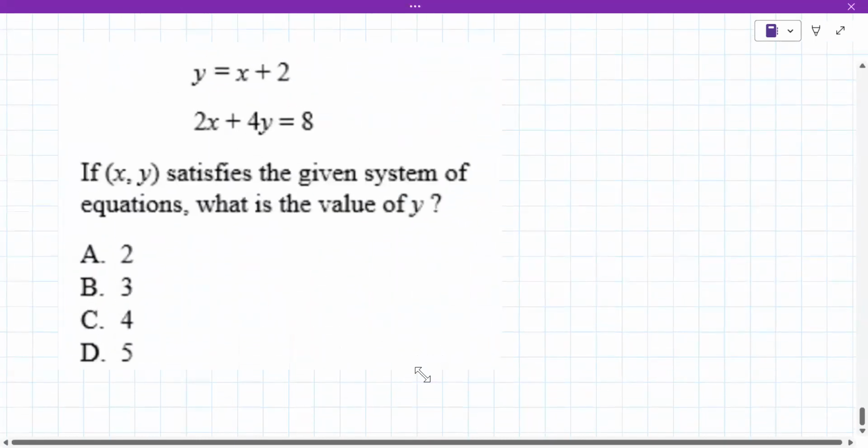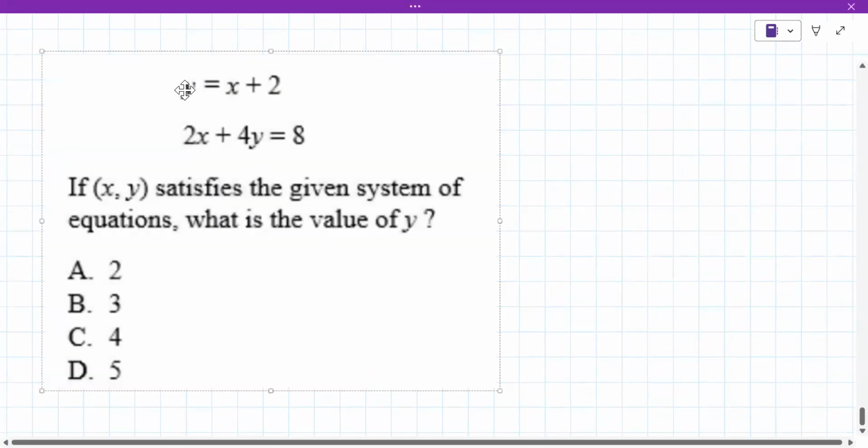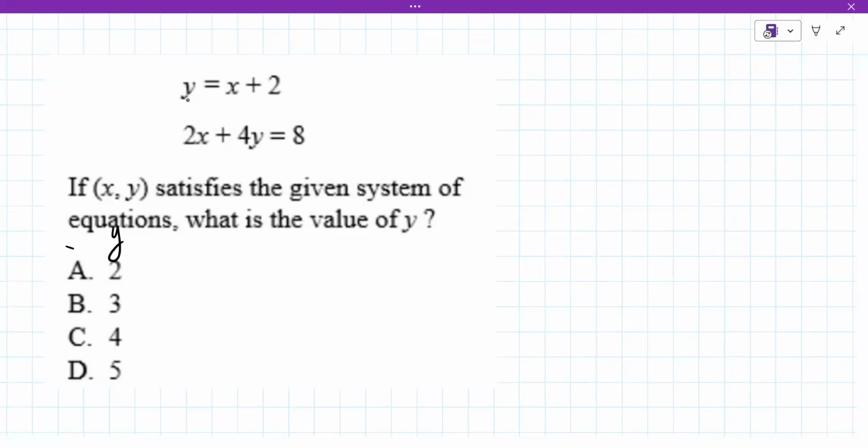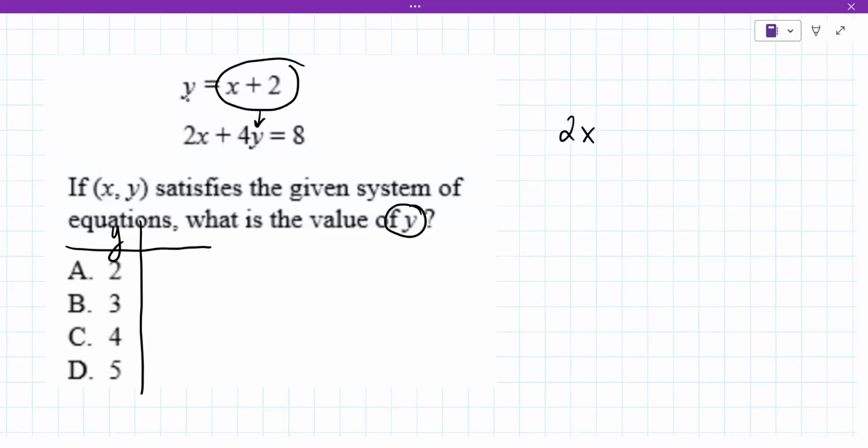In this problem that I put in front of you, the variable has already been solved for. Now we actually did this problem a while back using the table method. Do you remember us doing that? Now they're giving you the values of y, and you can do it that way. For this problem, I'm going to show you the substitution method, and then we can talk about how to do it with the table method. But just a reminder, you take this and put it in for y in the other equation. 2x plus 4 times x plus 2 equals 8.